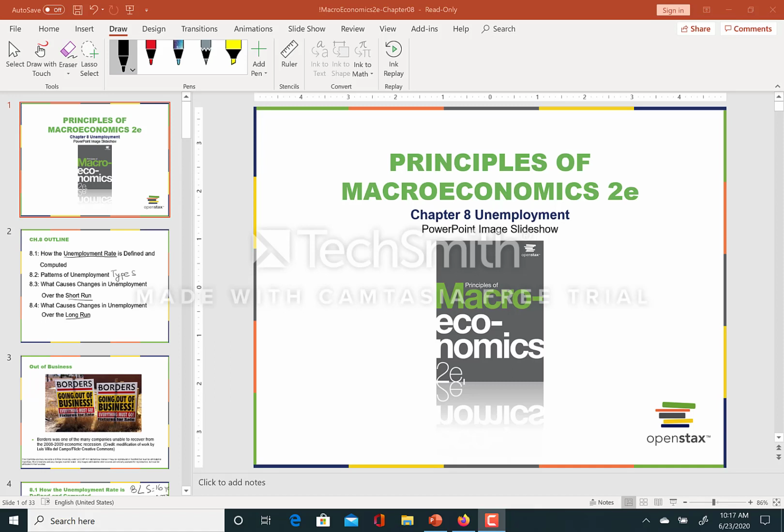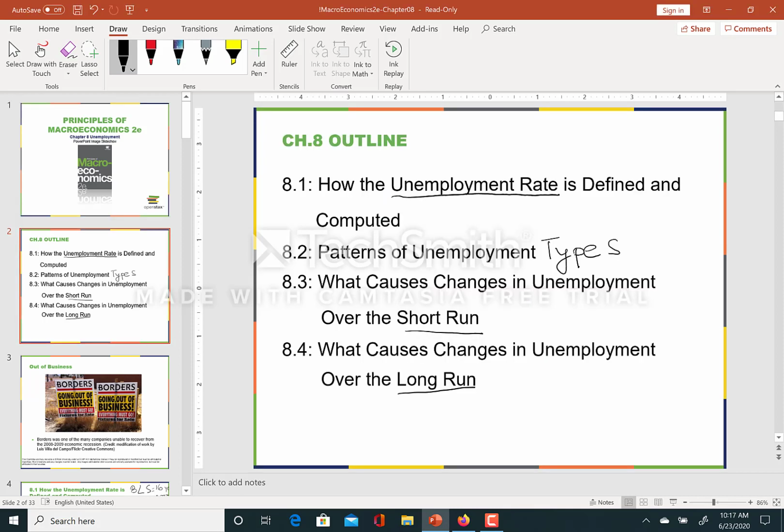Hey everyone, this chapter we look at the unemployment rate, and I know this chapter really applies for what we are going through these days with a lot of people unemployed in the US economy. So, I'm going to define the unemployment rate, look at the types of unemployment, look at the causes of unemployment both in the short run and the long run.